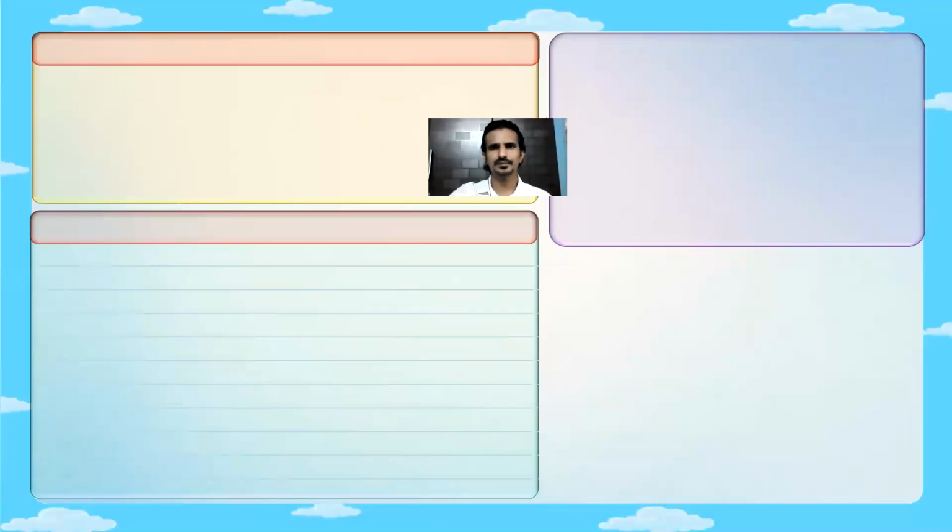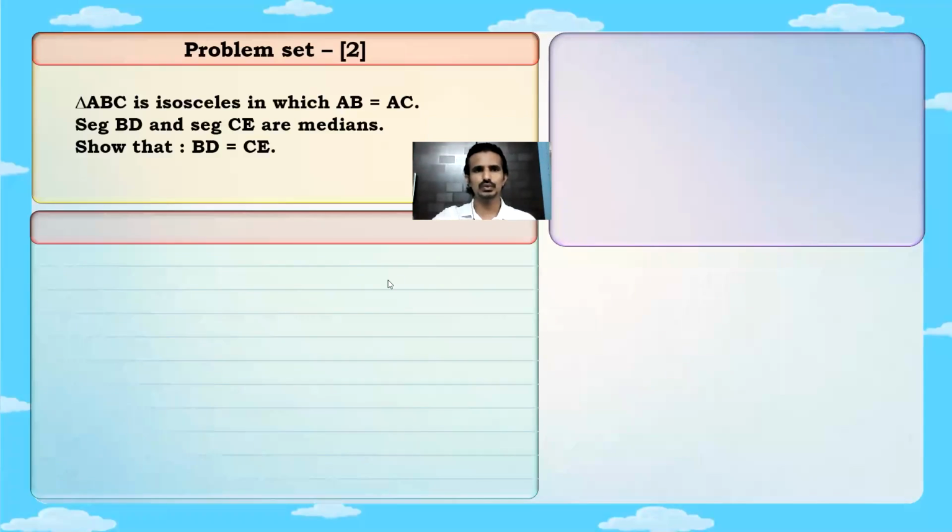Now, let's see the next question. Now, I don't want you to write this. Let's have a look at this, what the question is. The question is from problem set question number 2. Now, here we have triangle ABC is isosceles in which AB is equal to AC. Segment BD and segment CE are medians. Show that BD equal to CE.